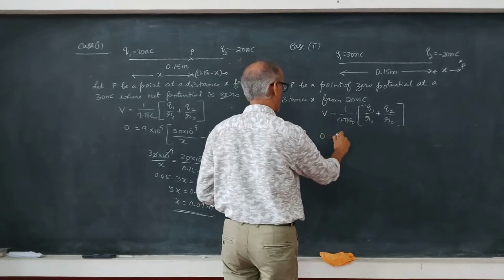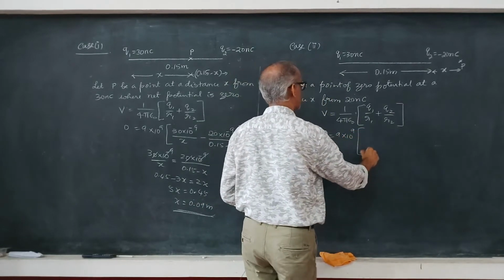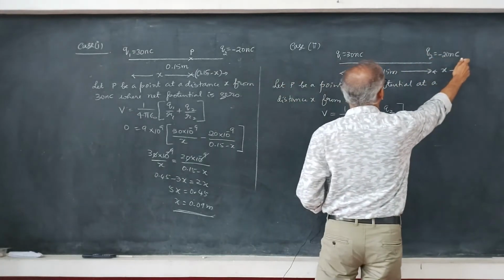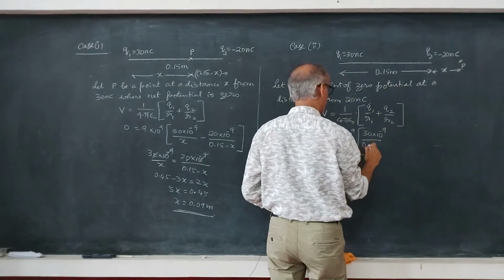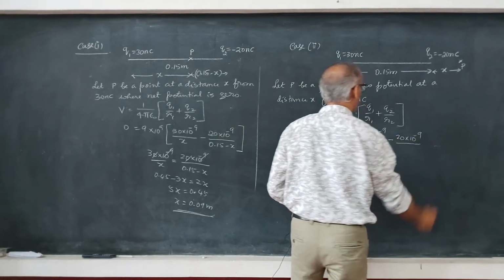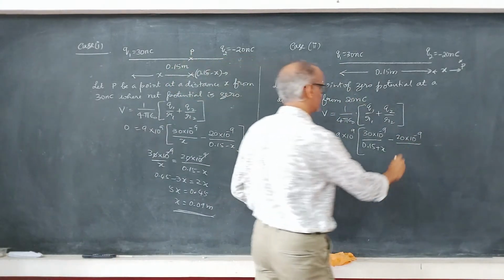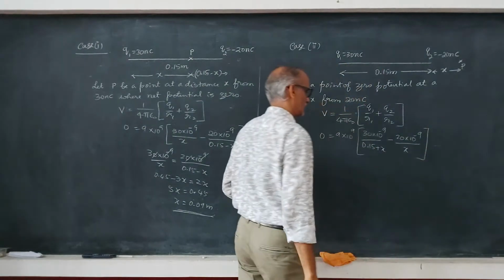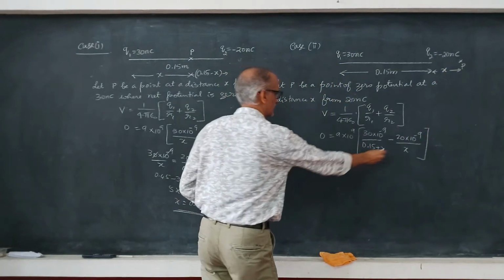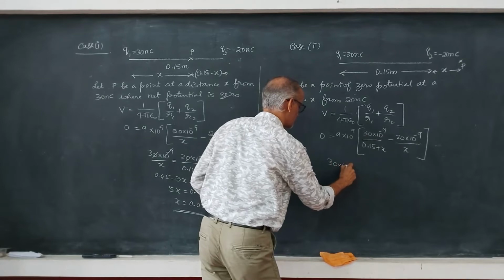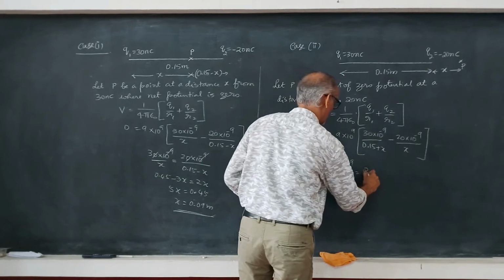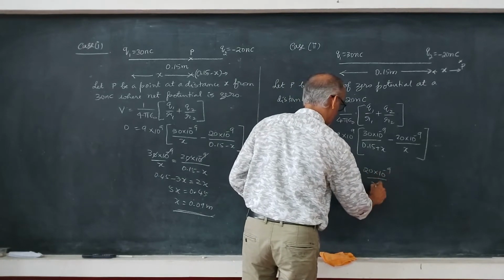So this V is 0. 9 into 10 to the power 9, the first charge is 30 nanocoulomb divided by, to this point, it's 0.15 plus x, minus 20 into 10 to the power minus 9 divided by x. The distance is nothing but from the charge to the point. So when equated, this term should be 0. So 30 into 10 to the power minus 9 by 0.15 plus x is equal to 20 into 10 to the power minus 9 divided by x.